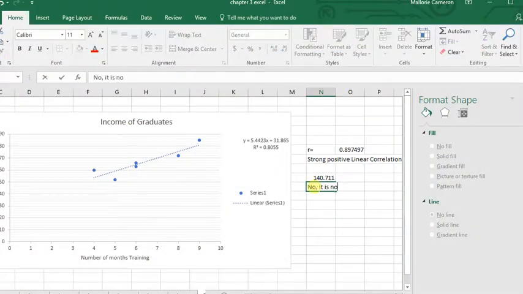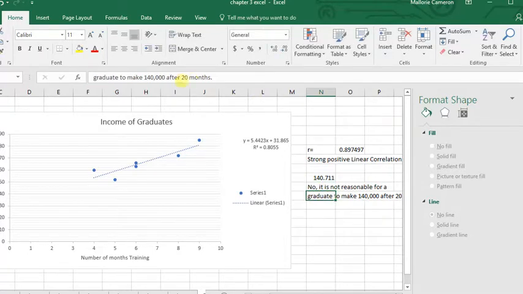No, it is not reasonable for a graduate to make $140,000 after 20 months. It also may not be reasonable for them to get 20 months of training, right? Usually you're on the job and you're making the company money. And we'll continue in the next video.